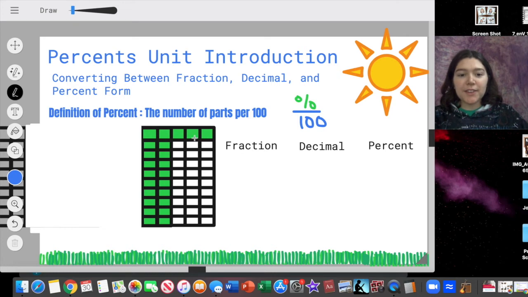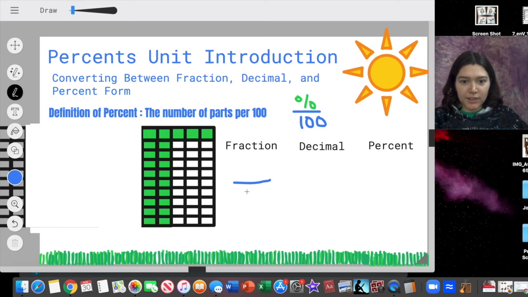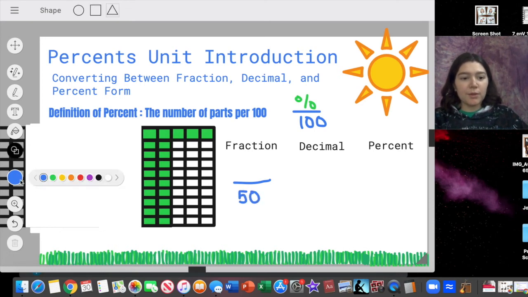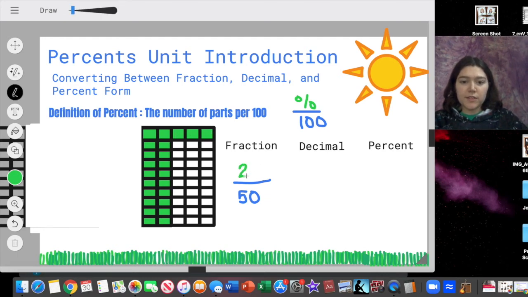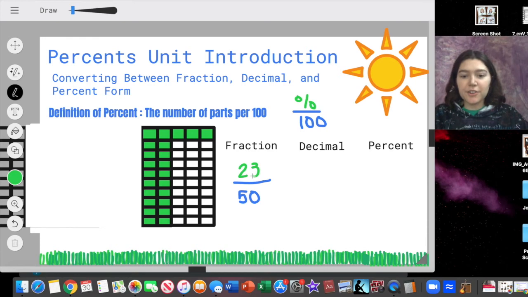All right, so for my fraction form for this picture, a fraction is my part over my whole. So what's my total whole? I have 50, 5 times 10. And what's my part? How many of these are shaded in? This is 2 times 10 here, that's 20, and then I have 21, 22, and 23. So I have 23 out of 50 as my fraction form.